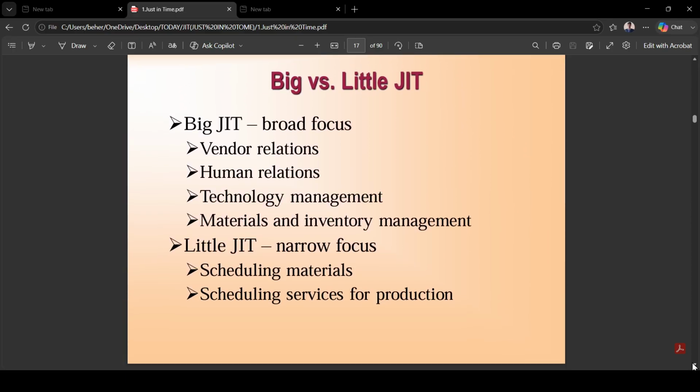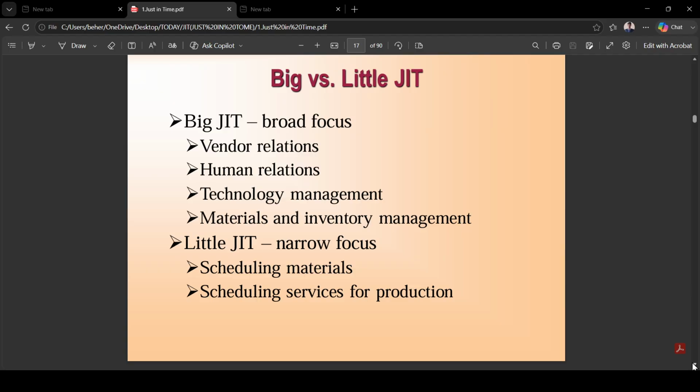Big versus little JIT. Big JIT has a broad focus: vendor relations, human relations, technology management, materials and inventory management. Little JIT has a narrow focus: scheduling methods, scheduling service for production.